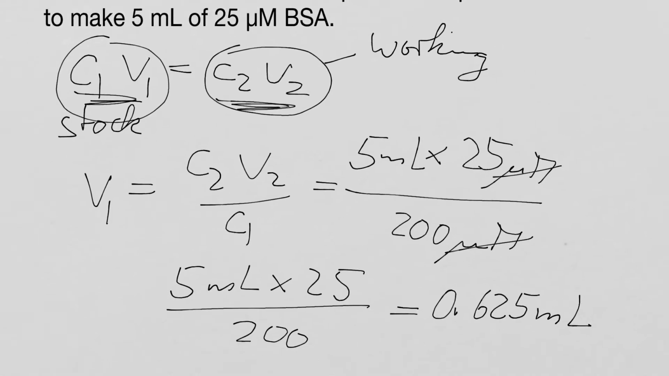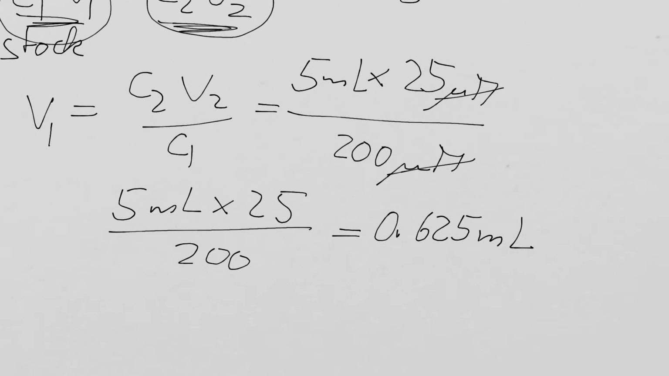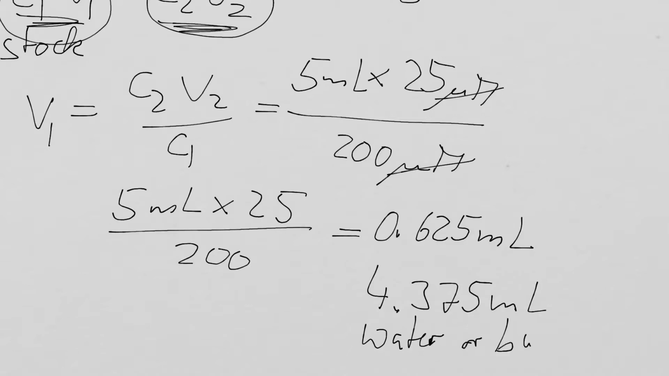So I want 5 milliliter of that solution, so it's 0.625 milliliter of the stock, and the rest, 4.375 milliliter of water or buffer, to make up the 5 milliliters.